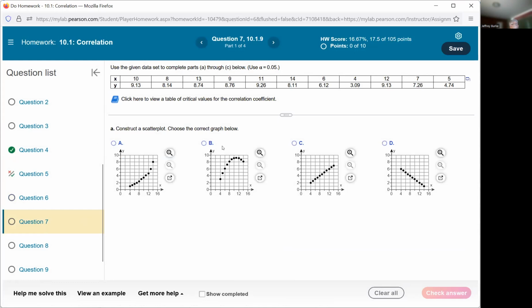Okay. Use the given data set to complete parts A through C below. So what we want now is to get a scatter plot of this. We're going to click on StatCrunch, and let me share the StatCrunch page now. Okay, and we want to graph. I'm going to graph this as a scatter plot. I'm hoping everyone can see this here. I think you can.